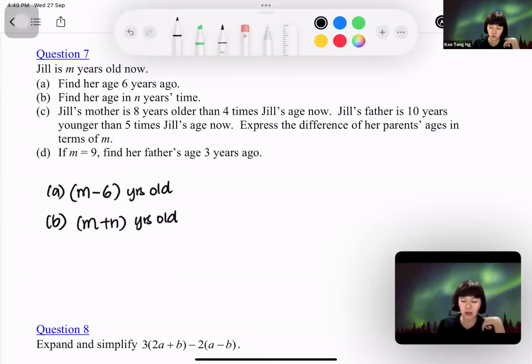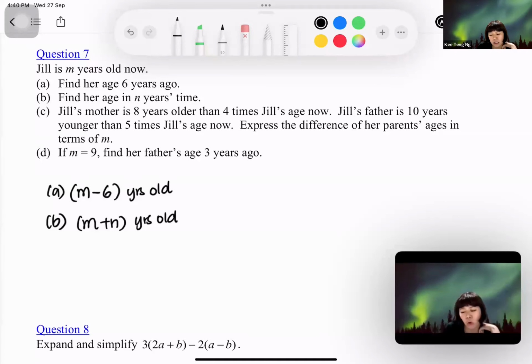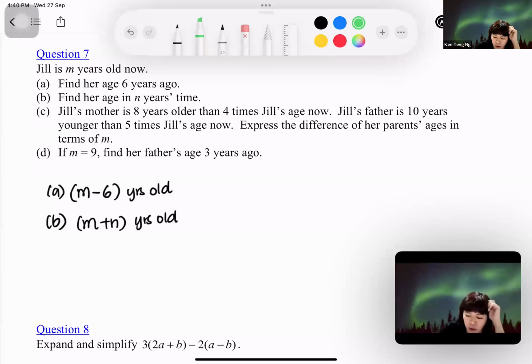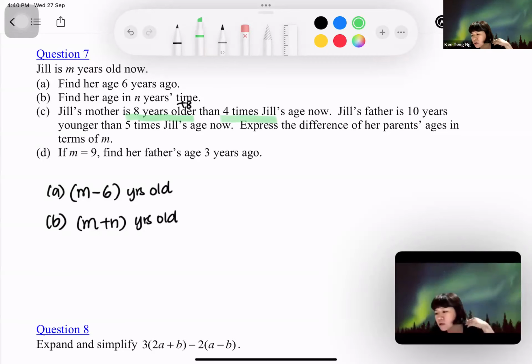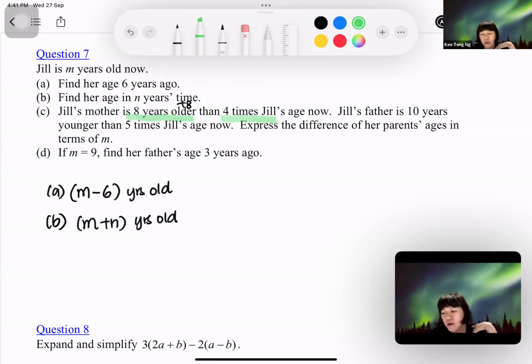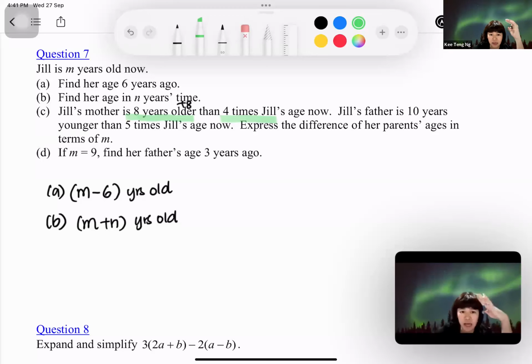Next one, then the question says, Jill's mother is 8 years older than 4 times Jill's age. Wow, a bit complicated. 8 years older means you need to plus 8. Then they say 4 times. Next person, the next person. Derek, 4 times.